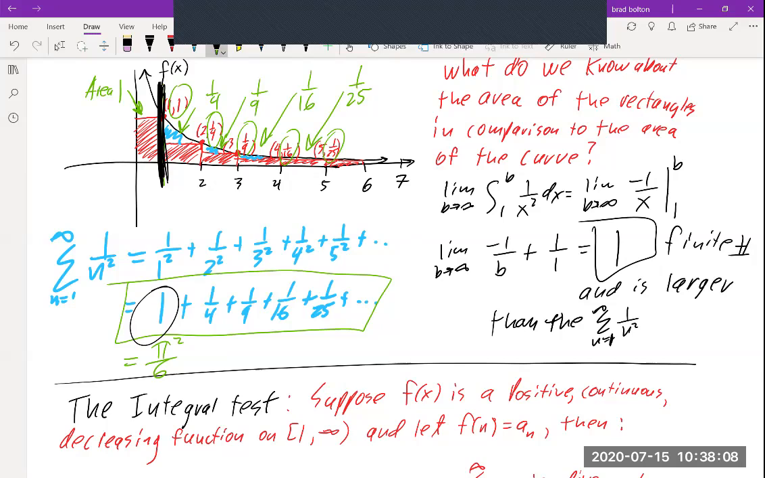Now, again, in general, we're not supposed to know that. We just know that it's finite. It's smaller than a finite number. And these terms from 1 and on, all of these rectangles' areas must be smaller.